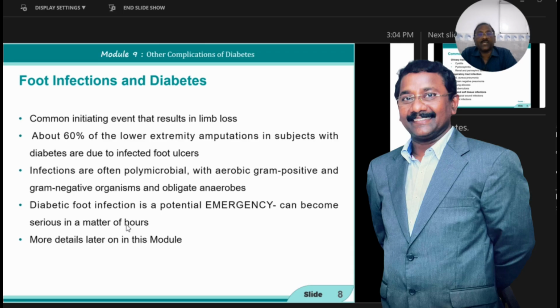Diabetic foot infection is a potential emergency and can become serious in a matter of hours. In the evening you may see 1 or 2 blisters on the dorsum of the foot, and after 12 or 24 hours there will be a large cellulitis on the foot. So it is definitely an emergency. Emergency in reducing your blood sugars, emergency in initiation of your antibiotics, and emergency in doing your debridement. That is also very important. Debridement is a wide debridement. More details will be covered later.